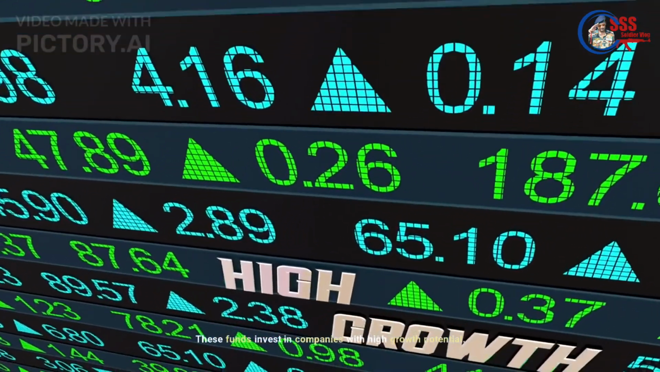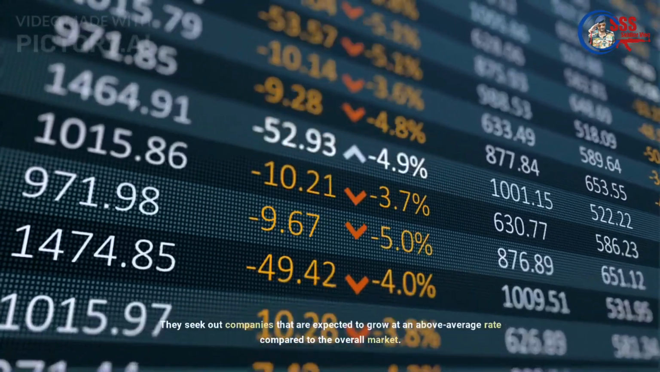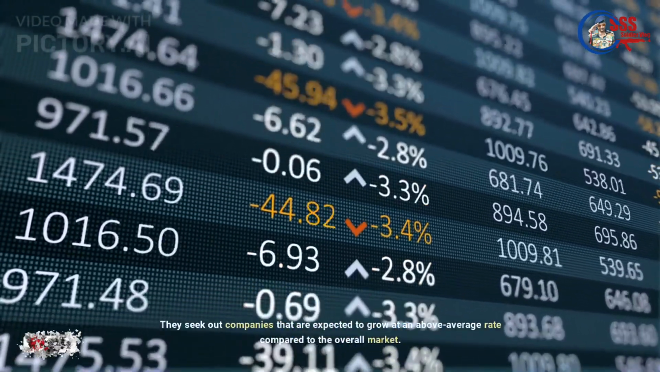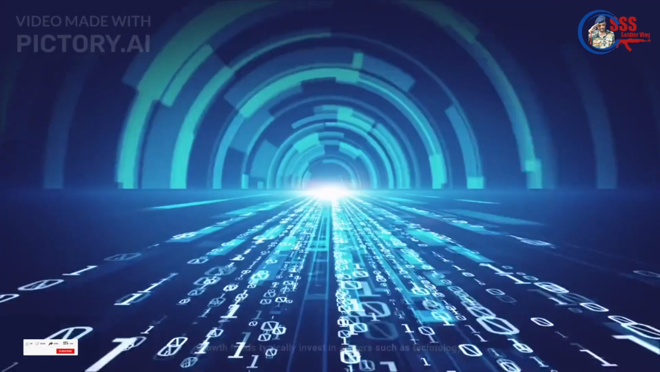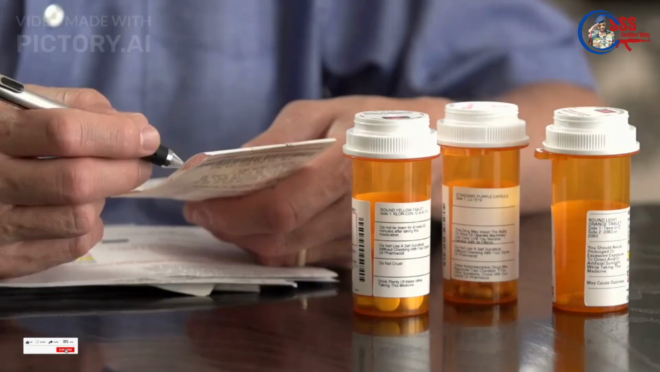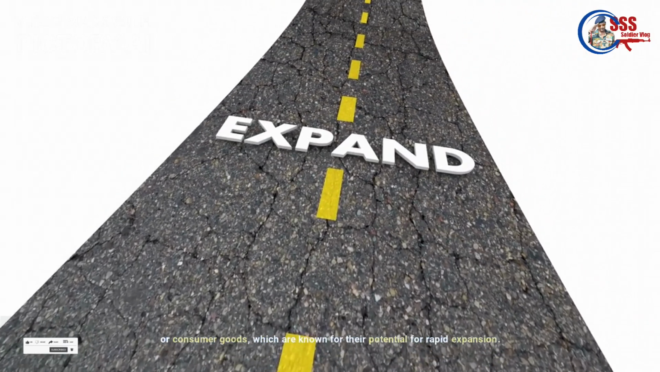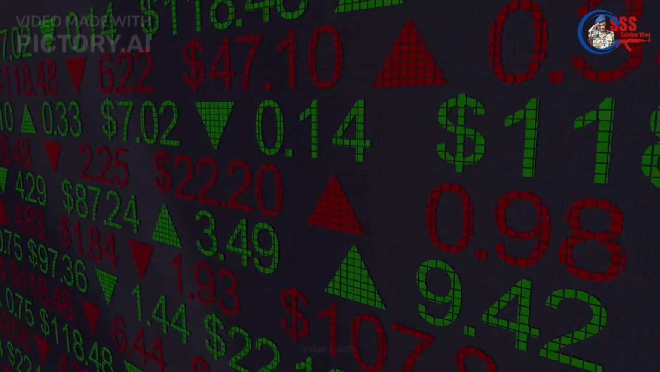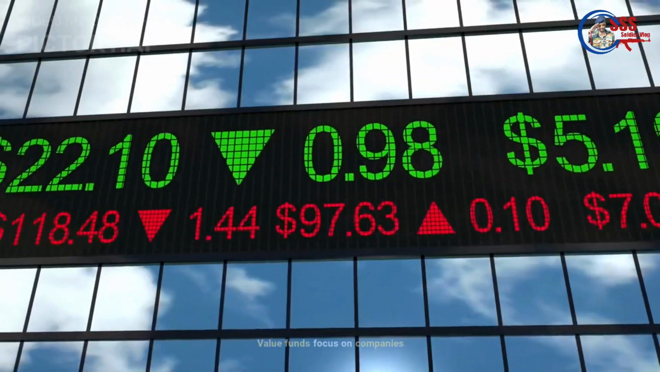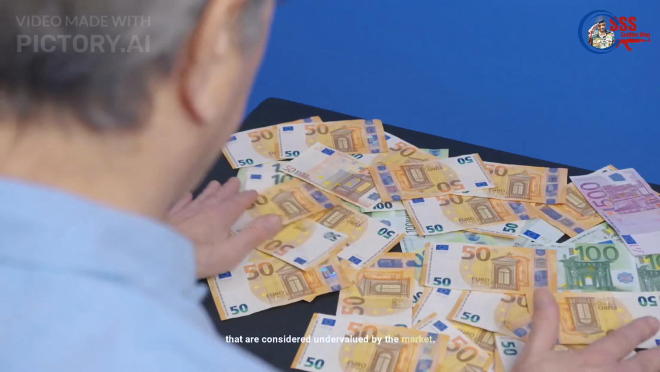Growth funds. These funds invest in companies with high growth potential. They seek out companies that are expected to grow at an above-average rate compared to the overall market. Growth funds typically invest in sectors such as technology, healthcare, or consumer goods, which are known for their potential for rapid expansion.